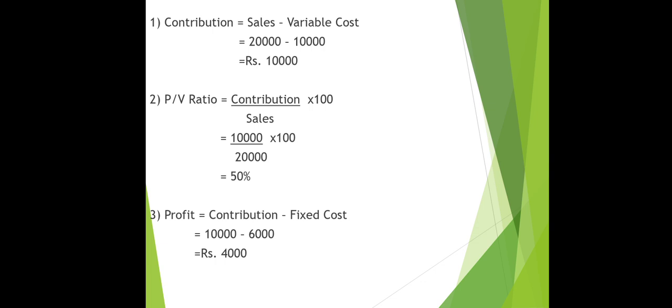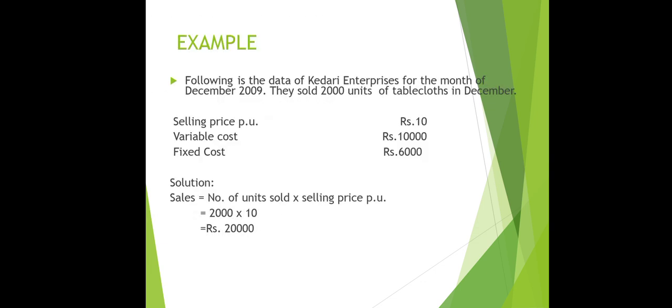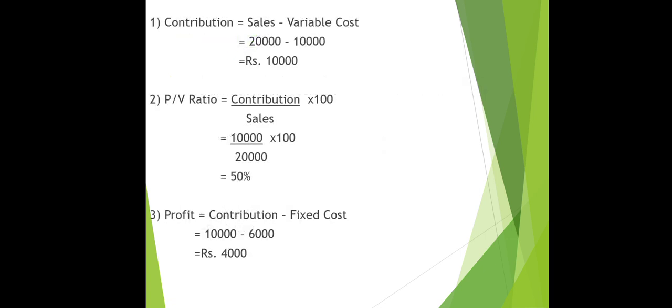Okay, the third terminology is profit. For profit, what is the formula? Contribution minus fixed cost. Contribution is 10,000 and the fixed cost given in the problem is 6,000. Profit is equal to 10,000 minus 6,000, rupees 4,000.